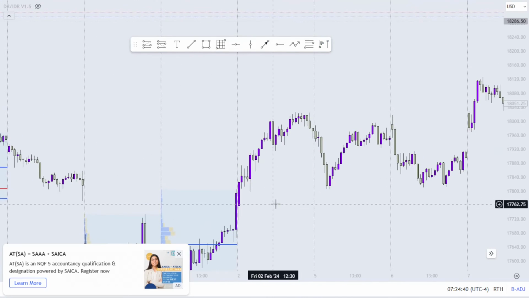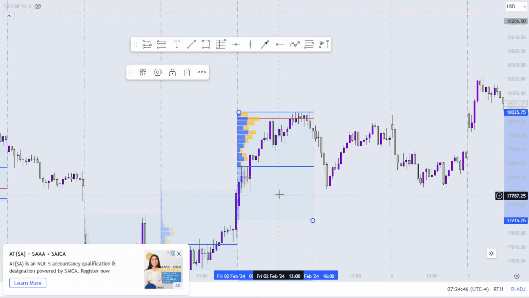Okay, we opened outside. Okay, this one is even beautiful. So here we opened inside. We didn't actually get the confirmation on this day. So this day didn't play out.